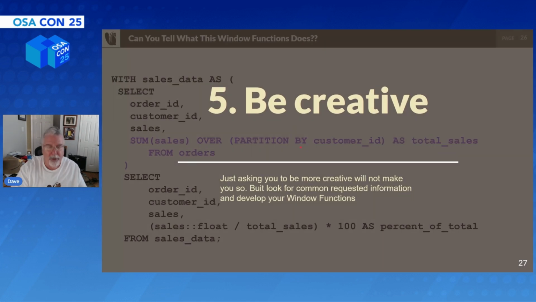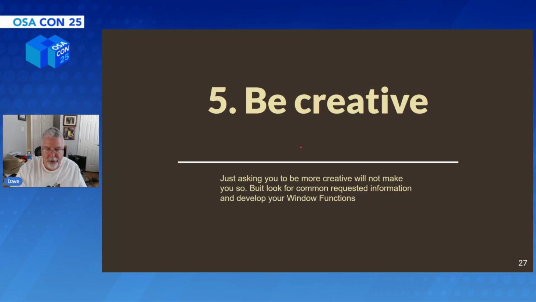Okay, last hint, since I promised you 5, be creative. I know just asking you to be creative is kind of a weird thing. Look for commonly requested information. Are your accountants looking for quarterly details, weekly, pay period options? Is manufacturing looking for production run numbers? Go out there and take a look at the type of requests you have and start writing your window functions around that.